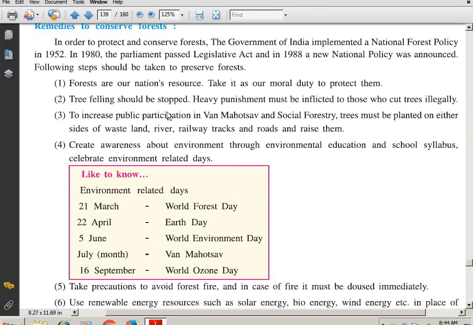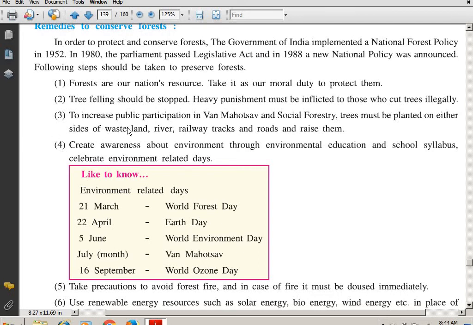Tree felling should be stopped. Stop cutting the trees. Heavy punishment must be inflicted on those who cut the trees illegally. And so students, in some places in India, we are giving this heavy punishment for unnecessarily, illegally cutting the trees, which is not allowed. We need to stop it, students.